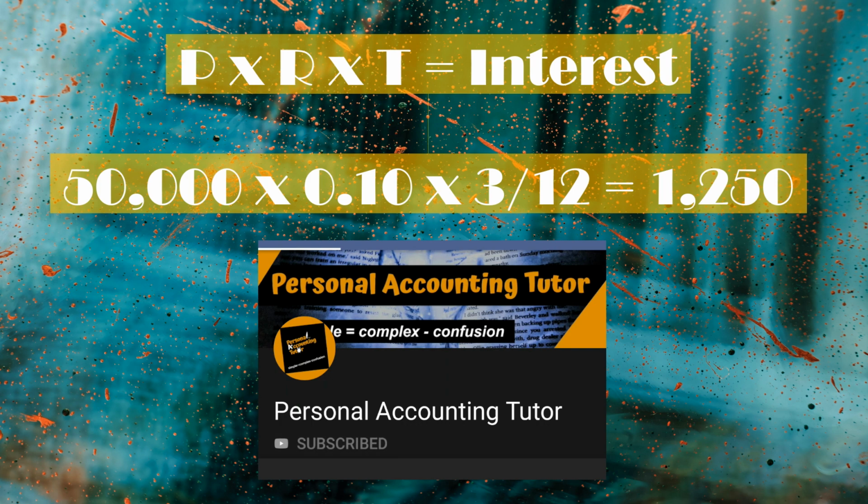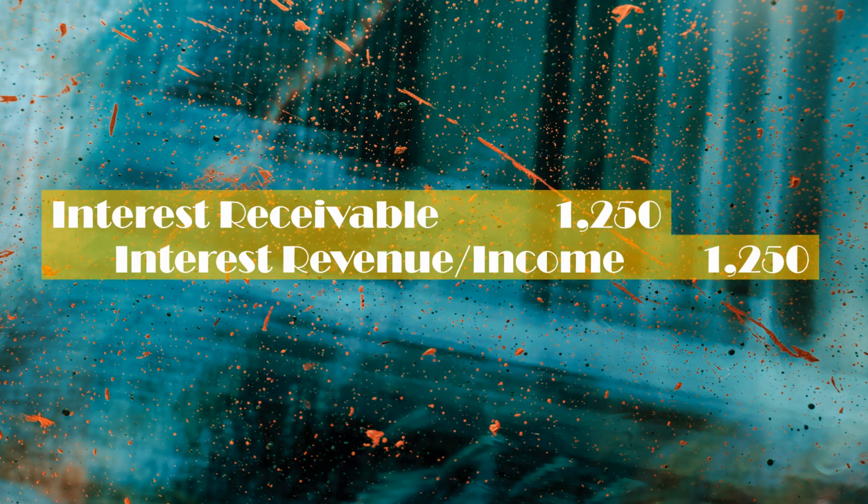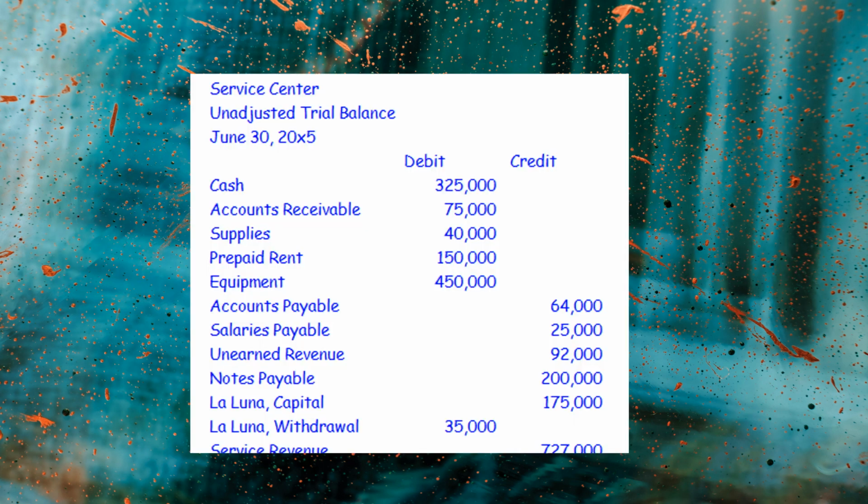Then we can now prepare the adjusting entry as interest receivable, debit 1,250, credit interest revenue or income 1,250. We use the interest receivable and interest revenue because remember that the accrual of revenue is that case when we already earned the interest revenue in this case but not yet collected. That's why interest receivable.